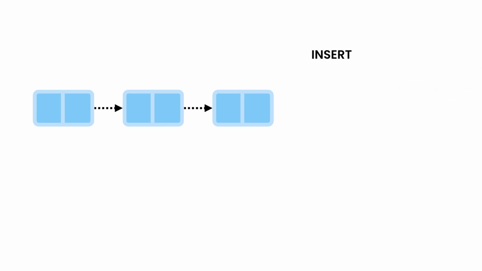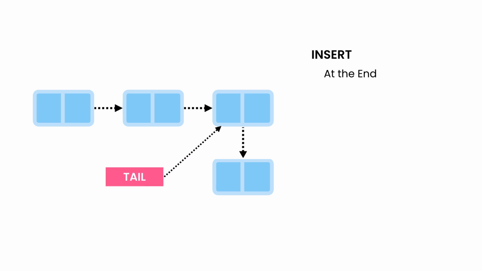What about insertions? Well, it depends where we want to insert an item. If we want to insert a new item at the end, we simply need to create a new node and have the last node or the tail point to it. We should have a reference to the last node somewhere so we don't have to traverse the list every time. Now we need to have the tail reference this new node. So inserting a new item at the end is an O of 1 operation.